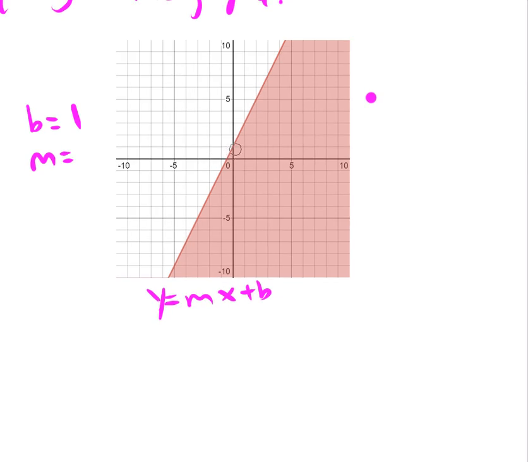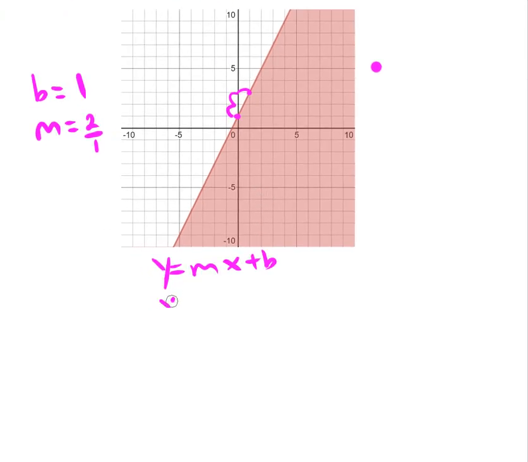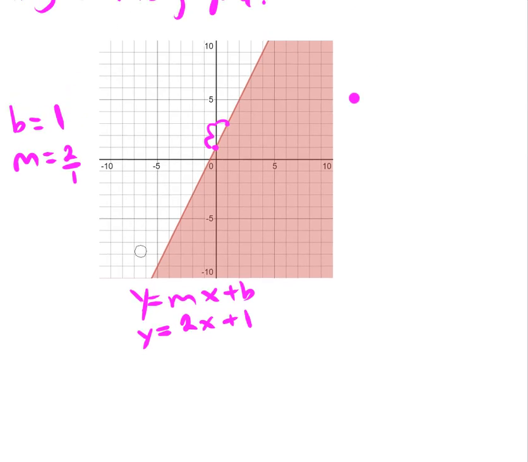And my slope, here's one pretty point, right? And another pretty point is right here. So it looks like to get from there to there, I go up 2 and over to the right 1. In other words, my slope is 2 over 1. So I'm going to get y is equal to 2 over 1, or just 2x plus 1. Now this would actually be my inequality and my equality if it was an equation, but we don't actually want an equation. We're actually looking at an inequality because of the shading here.